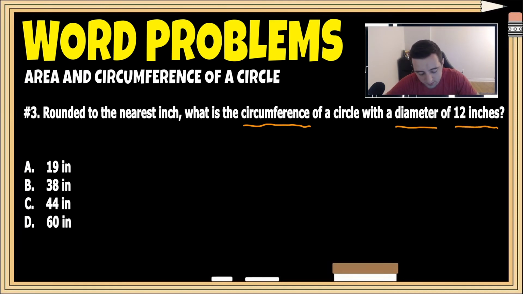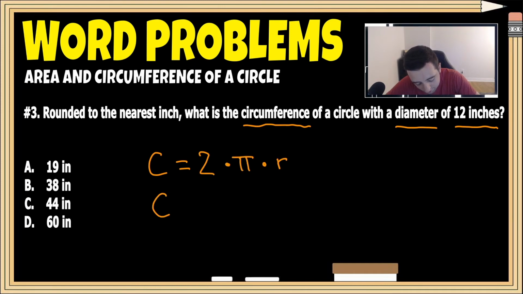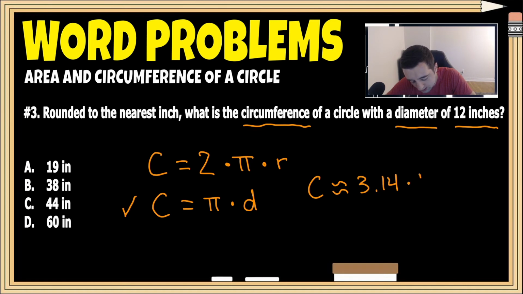So formulas for circumference, there's two different ones. The one is circumference equals 2 times pi times the radius, and the other one is circumference equals pi times the diameter. Now, it doesn't matter which one you utilize, but for this particular problem, I'm going to utilize the second one because we're given diameter, and diameter's already in this formula. So let's go ahead and solve for the circumference of this particular circle. So we have circumference is approximately, again, 3.14 for pi, times the diameter, which is 12 inches.